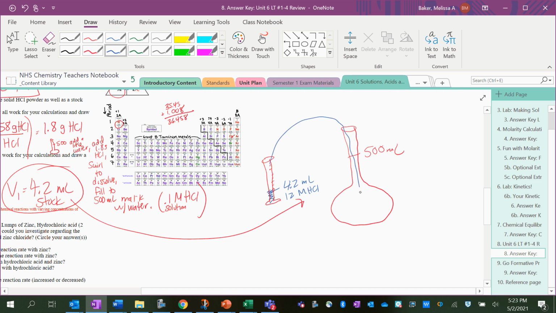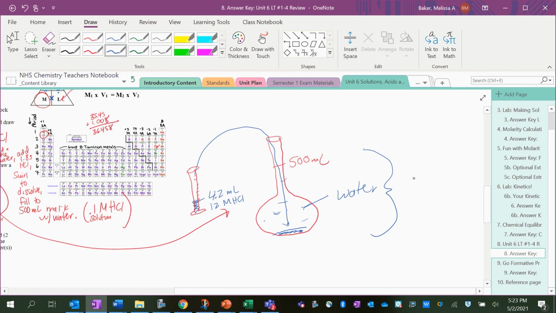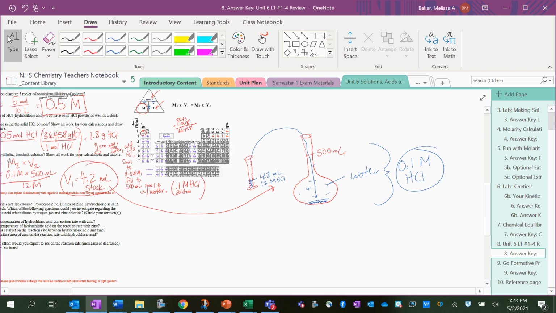I'm going to add that into my flask. Okay, so there's my, it's not very much. And then I'm going to fill to the line with water. Okay, this is water. And then overall, I'm not going to have a 12 molar solution, I'm going to have a 0.1 molar solution of HCl, because that stock solution is going to be spread out.